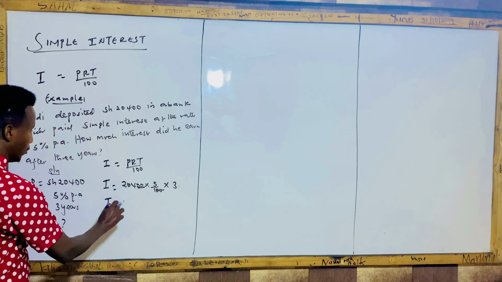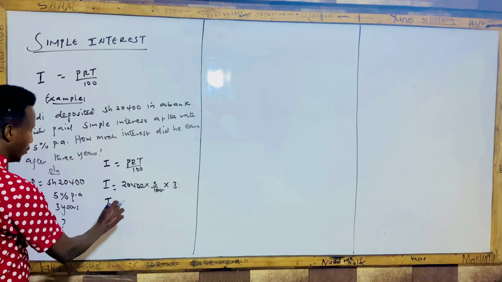So what are you getting, guys? You are told Abdi deposited. We say the money deposited in a bank or money borrowed from a bank is what you normally call principal. The moment you hear the word deposited or borrowed, that's your principal. So you are told Abdi deposited 2400 in a bank which pays simple interest at a rate of 5% per annum. Full stop. So we have also the rate. How much interest? The last full stop in mathematics is very important. How much interest did he earn after 3 years?